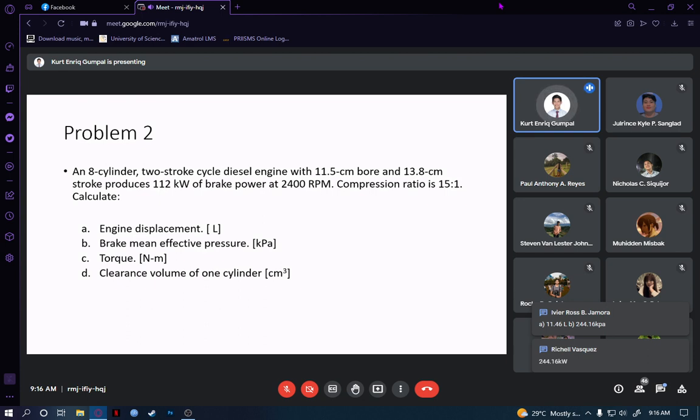But it's not in kilowatts, Richel. It's in kPa, kilopascals. Okay. Sige, please proceed to the torque and the clearance volume. Let's extend, just take your time. Yes, 244.16. That is correct. Okay, let's proceed to torque. Have we gotten the torque?